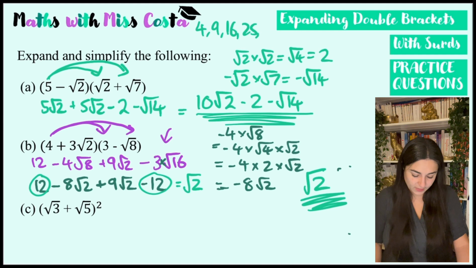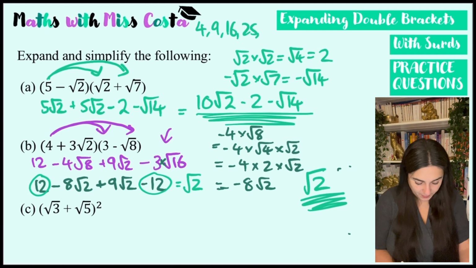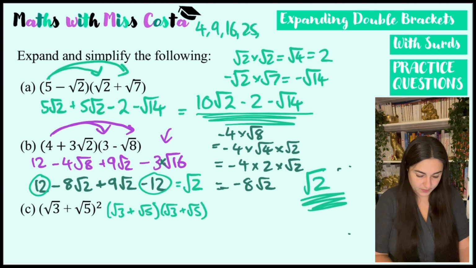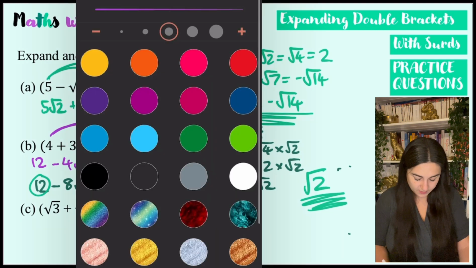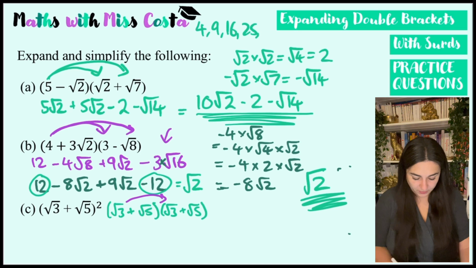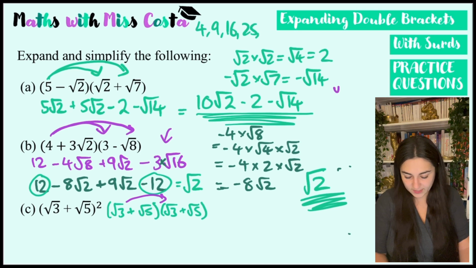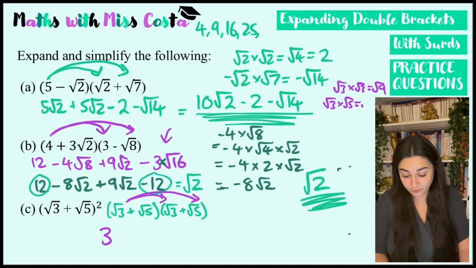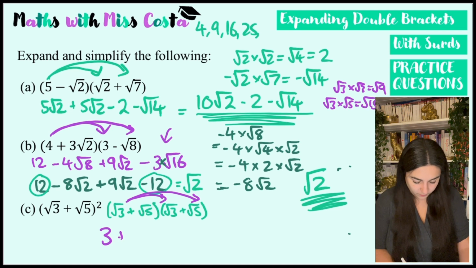Okay. And then our final question, remember a squared just means it's being multiplied. So I've got root 3 plus root 5 times by root 3 plus root 5. So let's change the colour. Root 3 times by root 3. You can do your working over here. Root 3 times root 3 is root 9, which is just 3. And then root 3 times by root 5 is root 15. So you've got plus root 15, plus root 15.